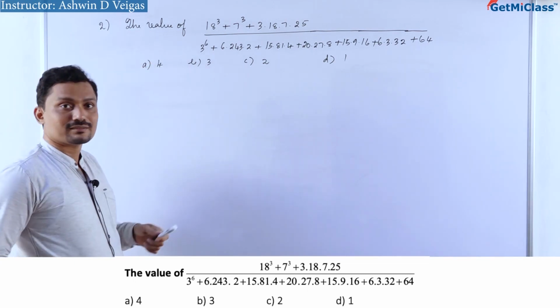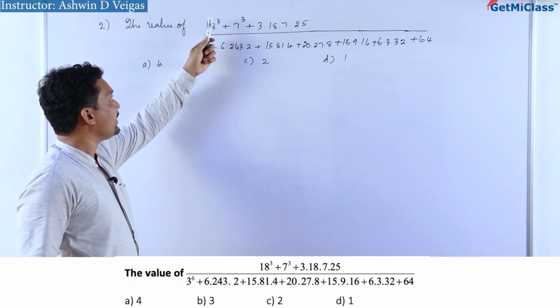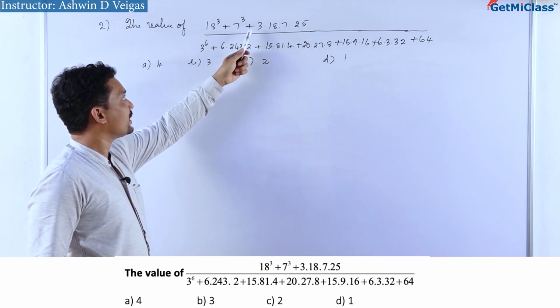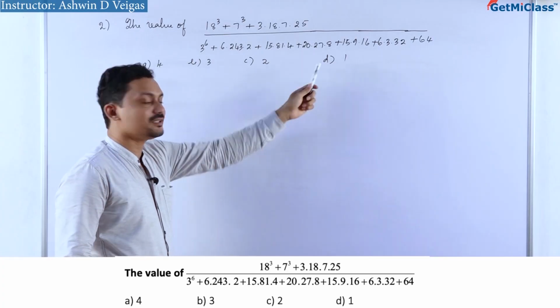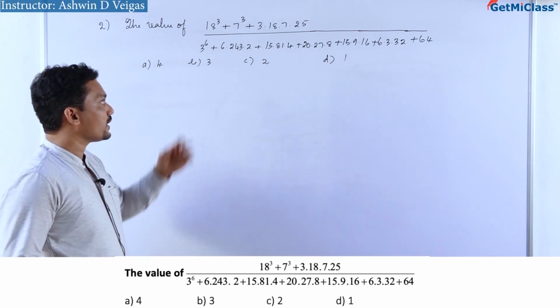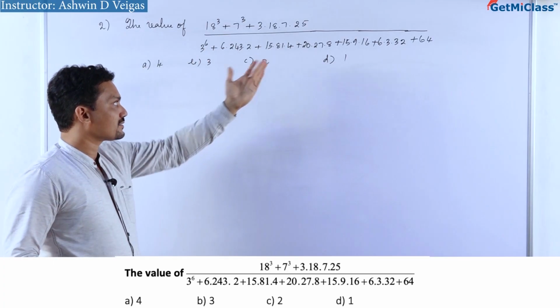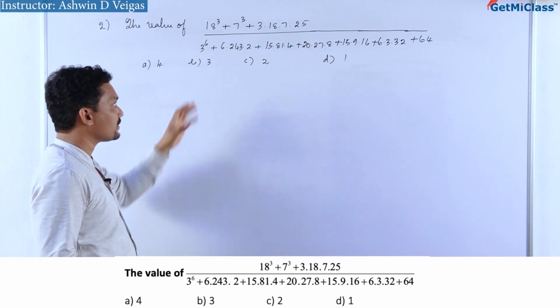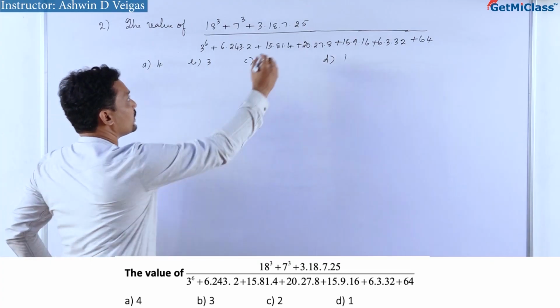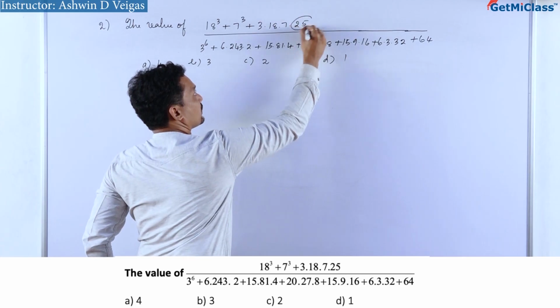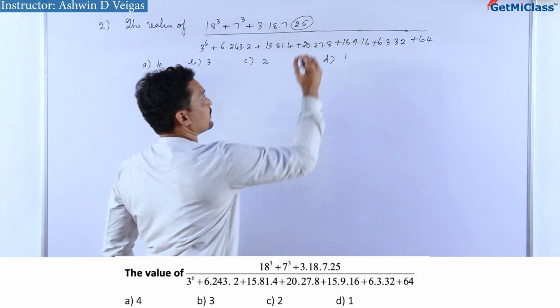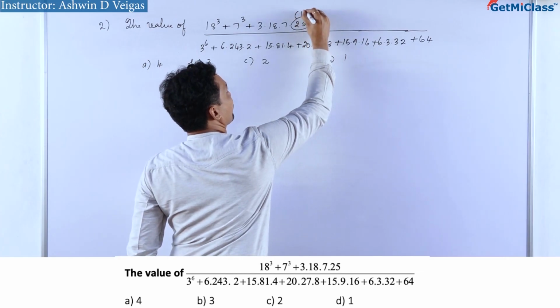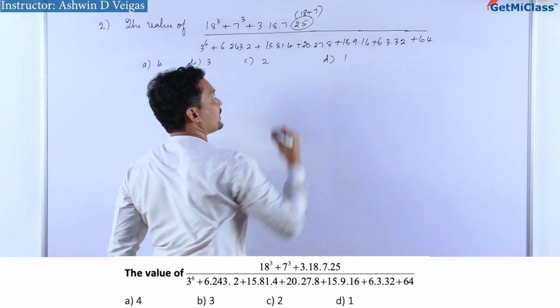The second question is the value of 18 cube plus 7 cube plus 3 into 18 into 7 into 25, divided by the denominator. When you look at it from outside, it looks like some hard problem, but students, if you see this carefully, this 25 in the numerator, suppose I write this 25 as 18 plus 7.